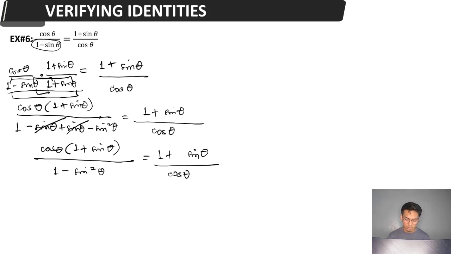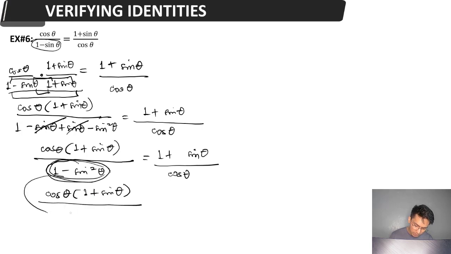Ang gagamitan natin dito, so of course, itong may naka-square. So, by Pythagorean identity, 1 minus sine square theta is cosine square theta. So, this is cosine theta, 1 plus sine theta over, ito ay magiging cosine square theta na by Pythagorean identity. This is equal to 1 plus sine theta over cosine theta.